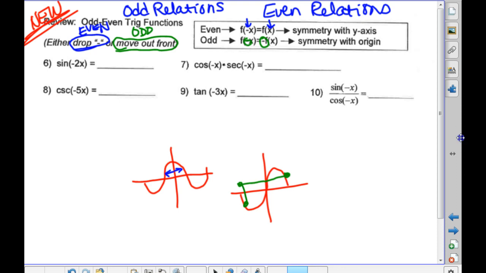All right. So let's fly through these real fast. What is going to happen for sine of negative 2x? The sine is going to come out front. Okay. For number 7, what's going to happen to cosine?